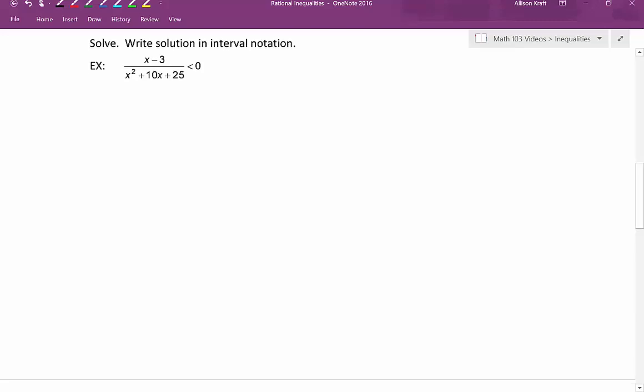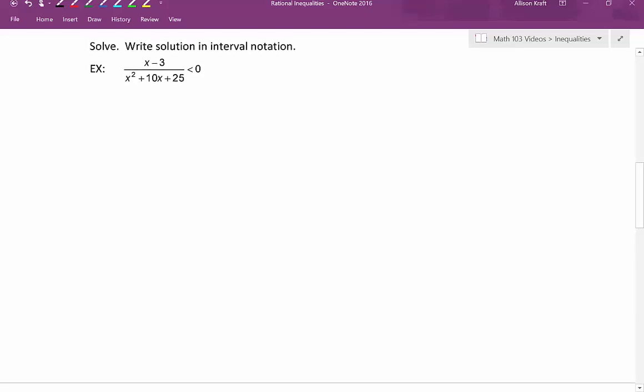Let's solve x minus 3 over x squared plus 10x plus 25 strictly less than 0. Notice that we have a single rational expression on one side and 0 on the other side. So I want to find the zeros of both the numerator and the denominator. I'm going to start by factoring both the numerator and the denominator. The numerator cannot be factored. The denominator can be rewritten as x plus 5 times x plus 5.